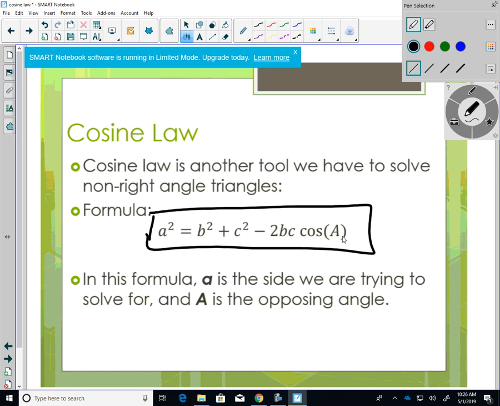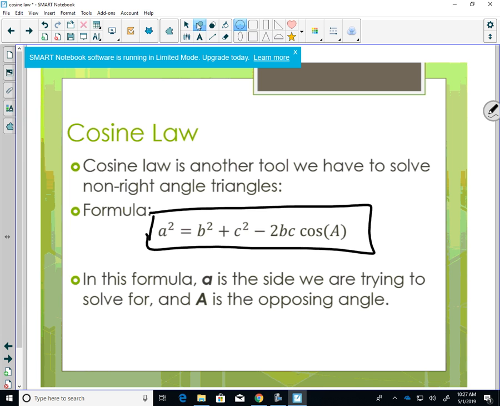Why do we have to do more triangles? That's all we did in year 10. Is that right? Pretty much.